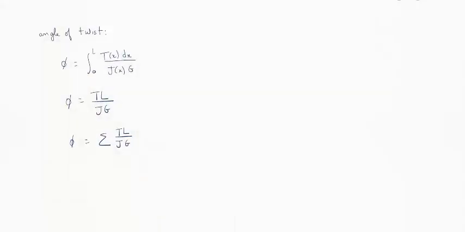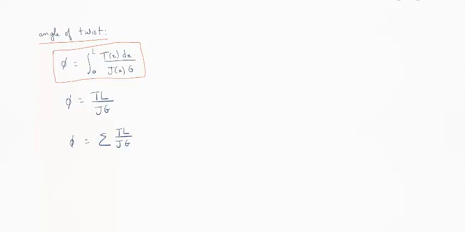Now the last thing I want to talk about for torsion is the angle of twist. Now notice the difference from here to axial load. We don't have elongation here, we have an angular twist. Now the general equation is the integral from 0 to L of T(x) dx over J(x) G. Now notice this is very similar to the axial load equation, except instead of force we have torsion, and instead of I we have J.